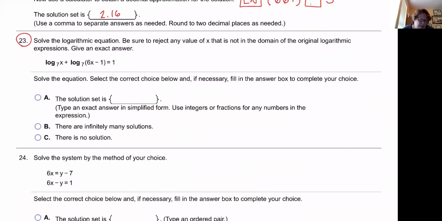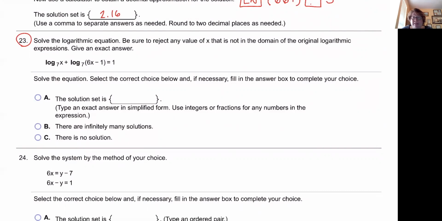All right, problem 23. We're getting close to the end here. Solve the logarithmic equation. Be sure to reject any values of x that are not in the domain of the original logarithmic expression. So if I get anything that's negative, I have to reject it, because in log base 7 of x, x cannot be a negative number. You can't take the logarithm of a negative number. Give an exact answer.